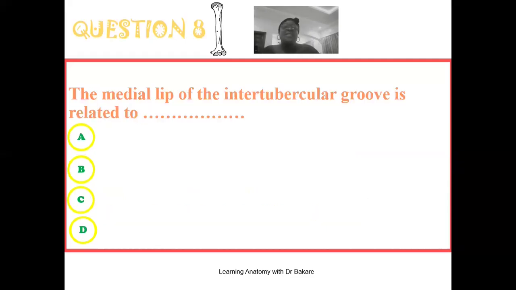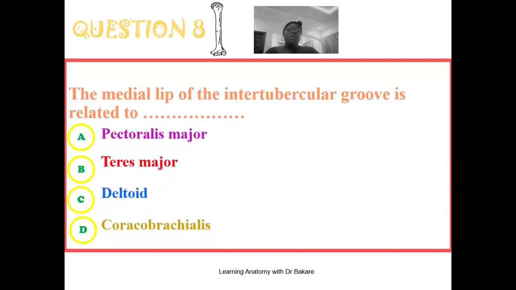The eighth question here reads that the medial lip of the intertubercular groove is related to dash. Is it related to the pectoralis major? Is it related to the teres major? Is it related to the deltoid muscle? Or is it related to the coracobrachialis?